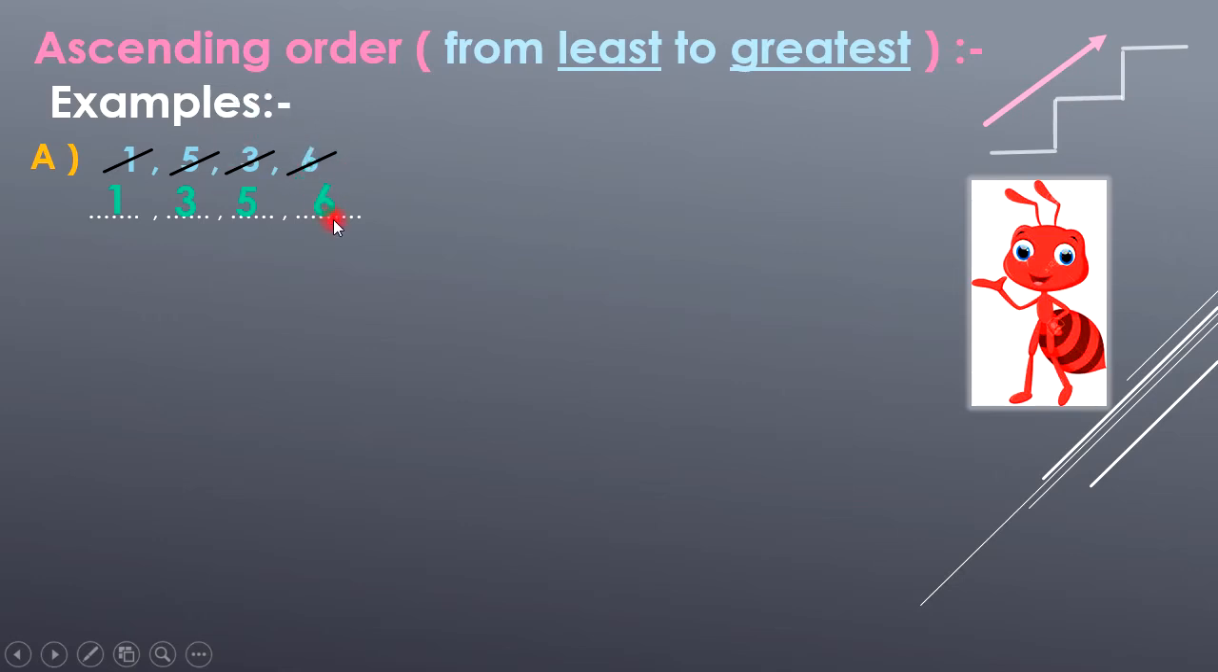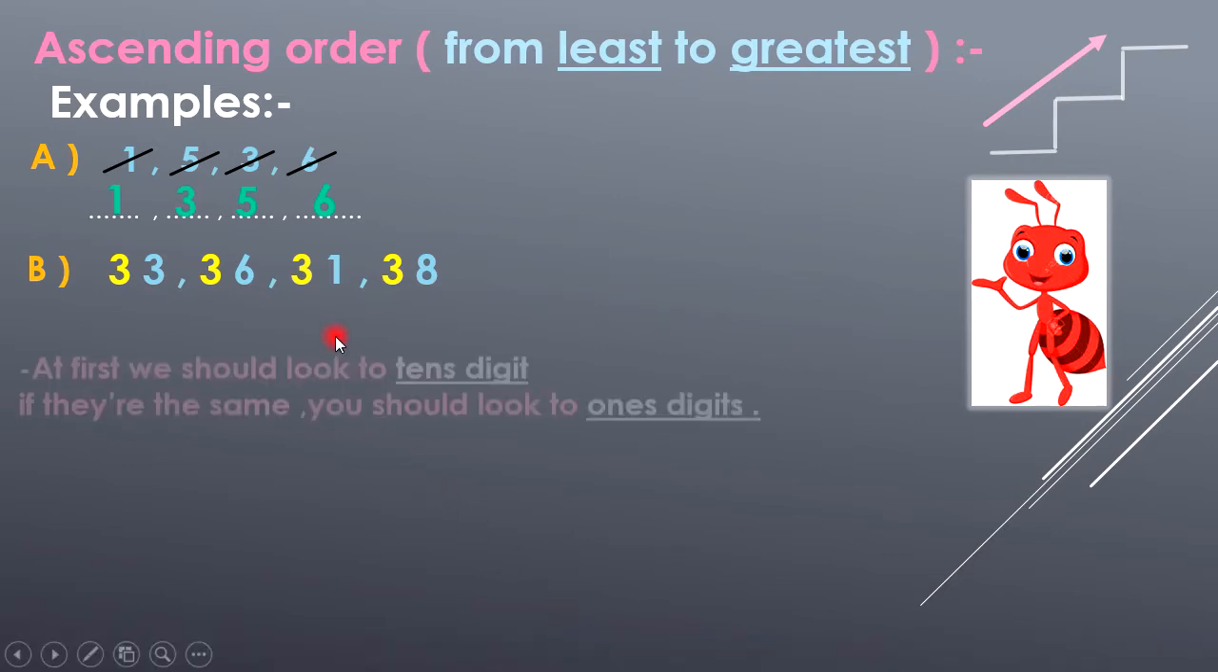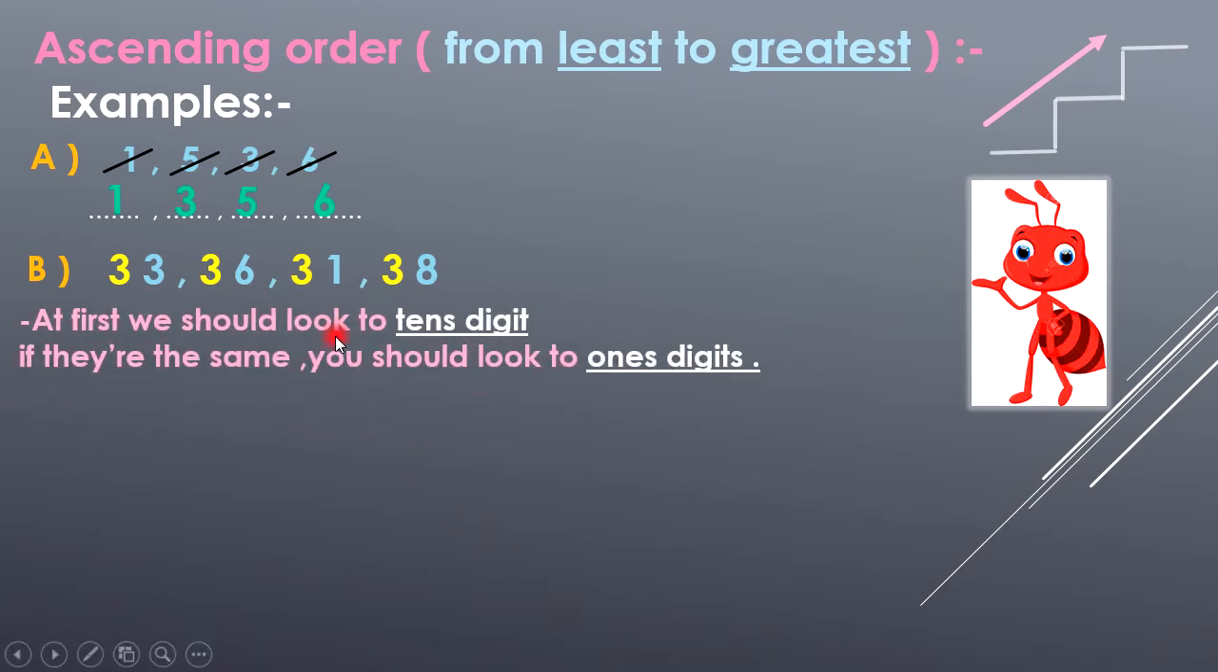Okay, let's see another example. Example letter B. I have 33, 36, 31, and 38. Okay, those are two-digit numbers, and when we have two-digit numbers, we have some steps. We said that we should look to the tens digit. At first, we should look to what? Tens digit.